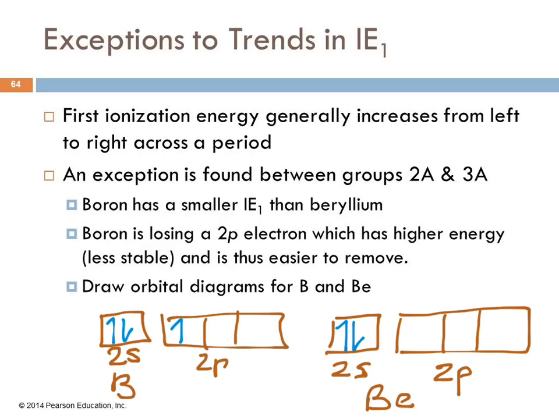So when boron is ionized, we generally go in reverse order of filling, except for the transition elements. This isn't a transition element. This is a 2p orbital. These are higher in energy, and so they're less stable. Taking that off is not as difficult as pulling off a 2s electron. So there's some exceptions, but the quantum mechanical model helps us to understand those exceptions.